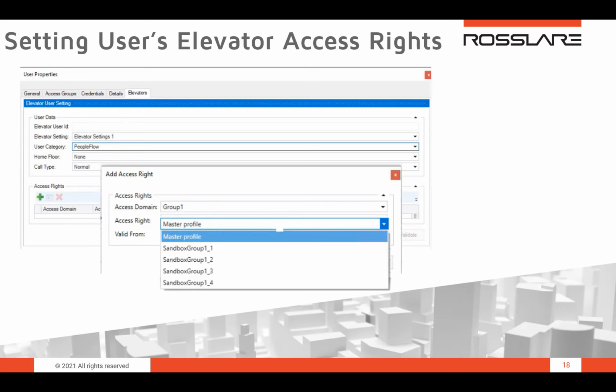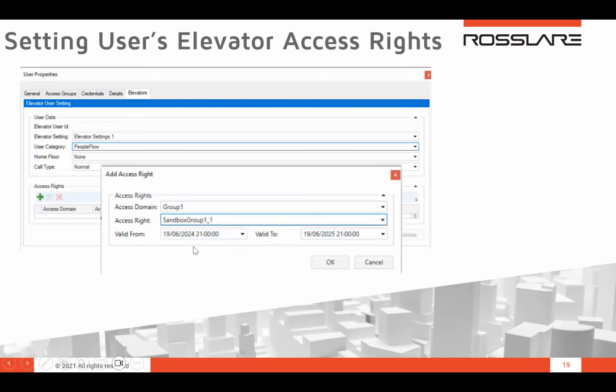Okay, so after we understood that, we will now choose one of the access rights groups of the domain group 1. We will select, for example, sandbox group 121.